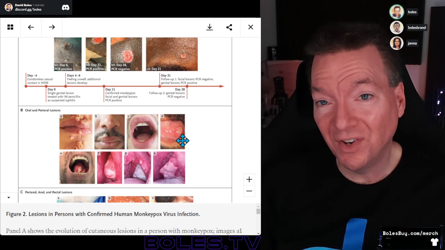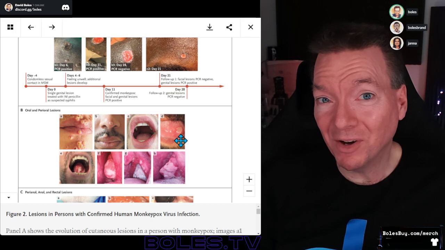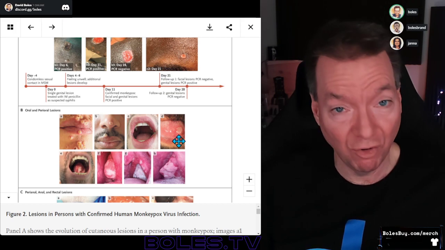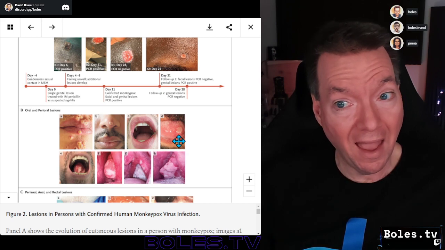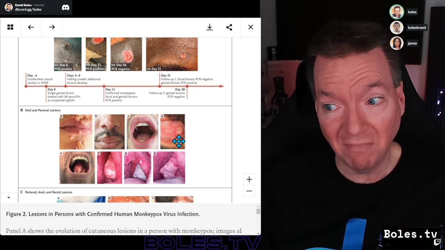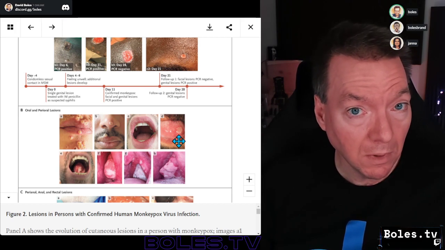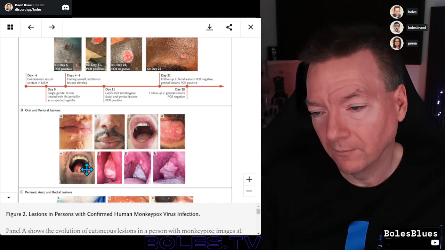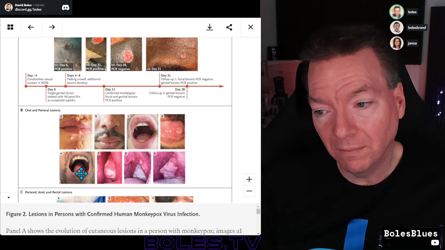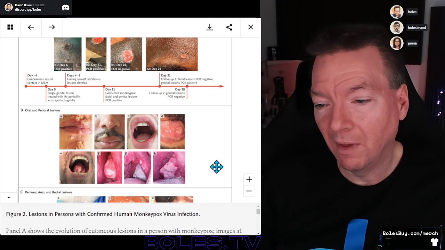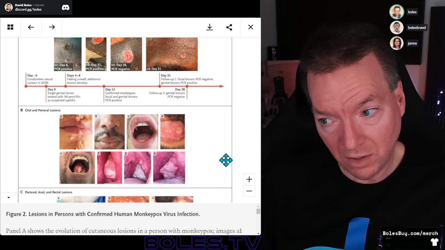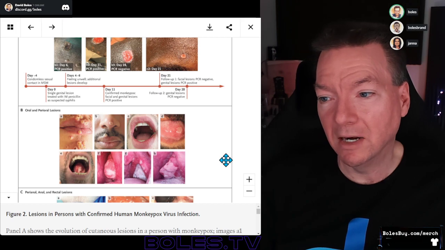On the lips, on the tongue. You can get monkeypox on your tongue. Now imagine eating, chewing, popping a monkeypox lesion, and then perhaps kissing someone, and you think, oh, it's like a canker sore or something. Underneath the tongue, on the side of the tonsil, back of the throat. And the anal ones I'm not going to show you because I might get in a little bit of trouble.